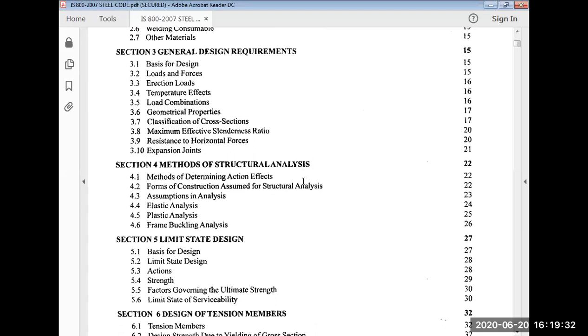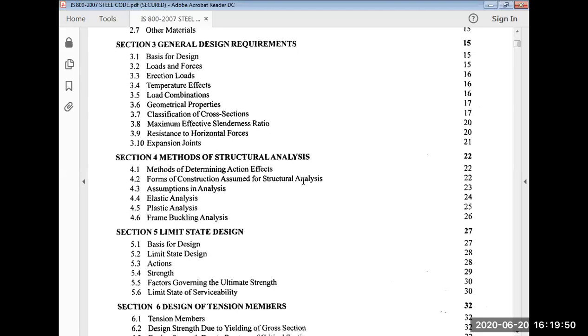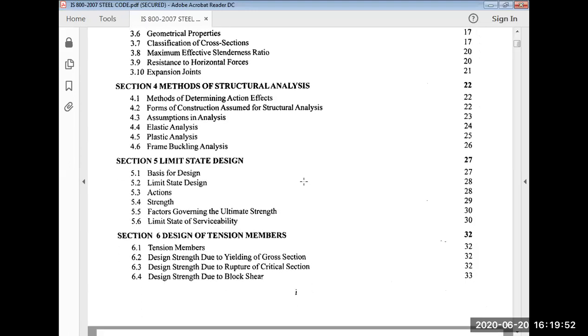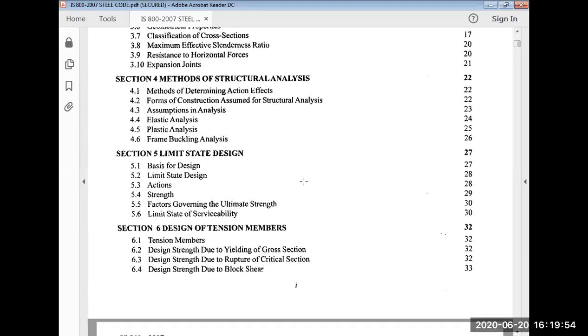So the general requirements are basis for design, loads and forces, erection loads, temperature effect, load combinations, geometrical properties, classification of cross sections, and resistance to horizontal forces. That is given in Section 3, the general design requirements. Section 4, you can see here, Section 4 is the method of structural analysis. So those methods are given, the methods we have learned are also given here.